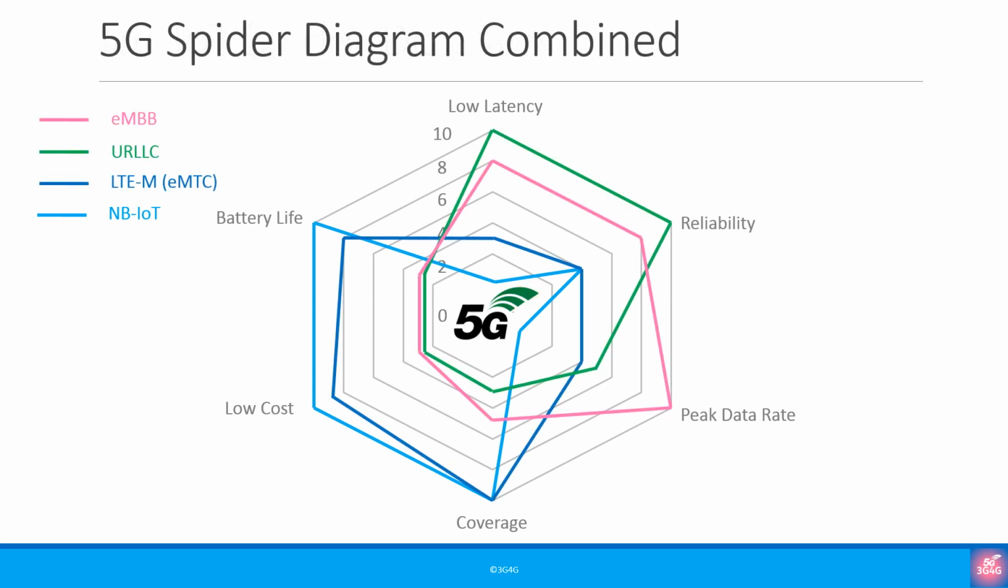Having put all the spider diagrams together, we can now visualize the different requirements for eMBB, URLLC, LTE-M and NB-IoT. In the case of LTE-M and NB-IoT, it's fascinating to see how they have slightly different requirements. This is important as many people often wonder what was the point of having two separate IoT technologies defined by 3GPP.